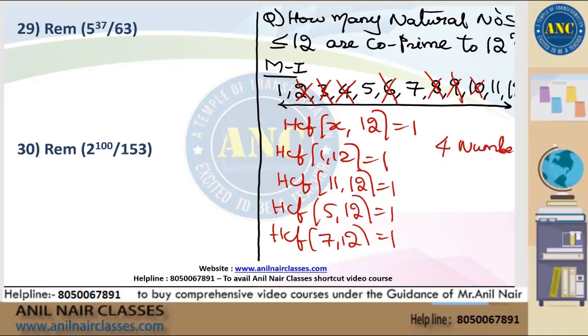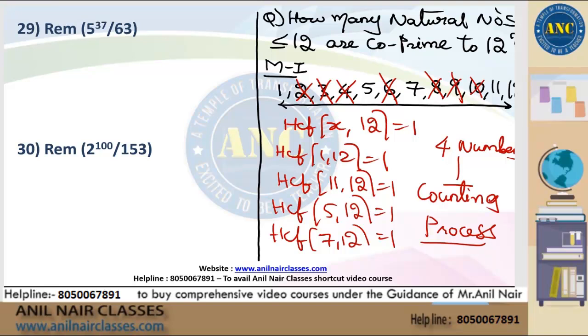This process is nothing but a counting process. Instead of 12, if it is 100, 120 like that, then calculation will become difficult. Am I right? How many natural numbers less than or equivalent to 12 are co-prime to 12? 1, 2, 3, 4, 5, 6, 7, 8, 9, 10, 11, 12. 1 is co-prime to 12, 11 is co-prime to 12, 5 is co-prime to 12, 7 is co-prime to 12. 1, 11, 5, 7. Totally 4 numbers are co-prime to 12.